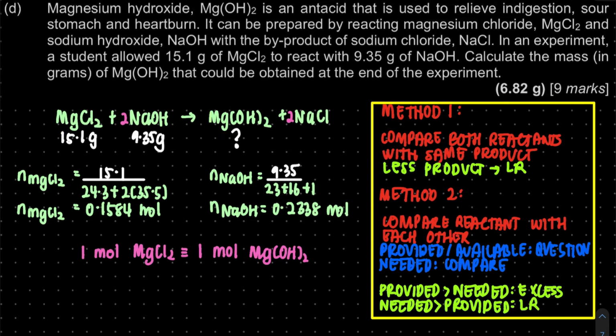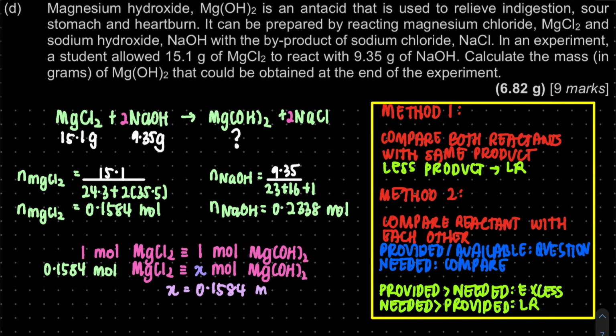Now we know the number of mole, so we're going to substitute. The 1 mole is actually this value. But the number of mole of our magnesium hydroxide is unknown, so we just write it down as X. Since this is a 1-to-1 ratio, X will be 0.1584 mole as well. So this is only the first reactant.